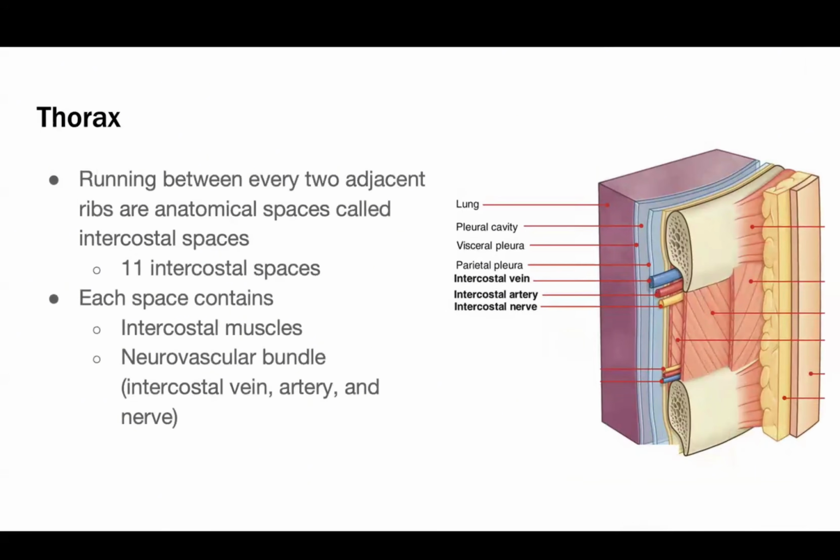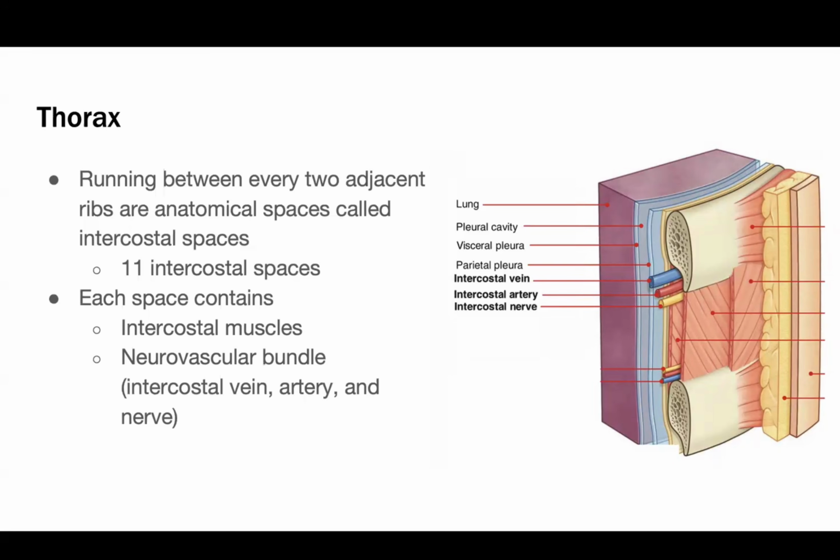Since you've got 12 ribs, you've got 11 spaces between them. The spaces between two adjacent ribs, we're calling these intercostal spaces. Remember, cost meaning rib. Each intercostal space contains 3 layers of intercostal muscles, 2 of which you're going to be expected to identify in lab. You've also got a neurovascular bundle.